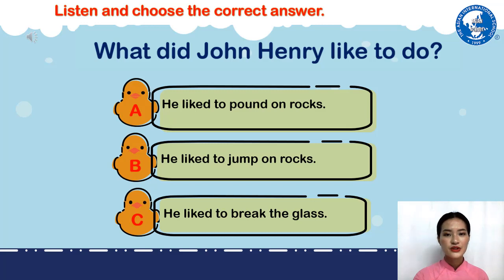So, tell me, what do you choose, A, B, or C? The correct answer is A. He liked to pound on rocks.